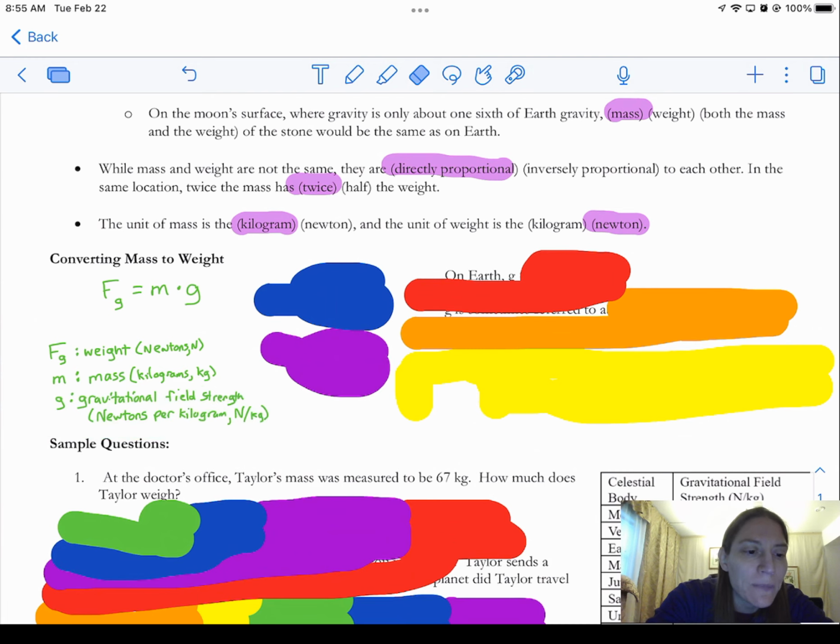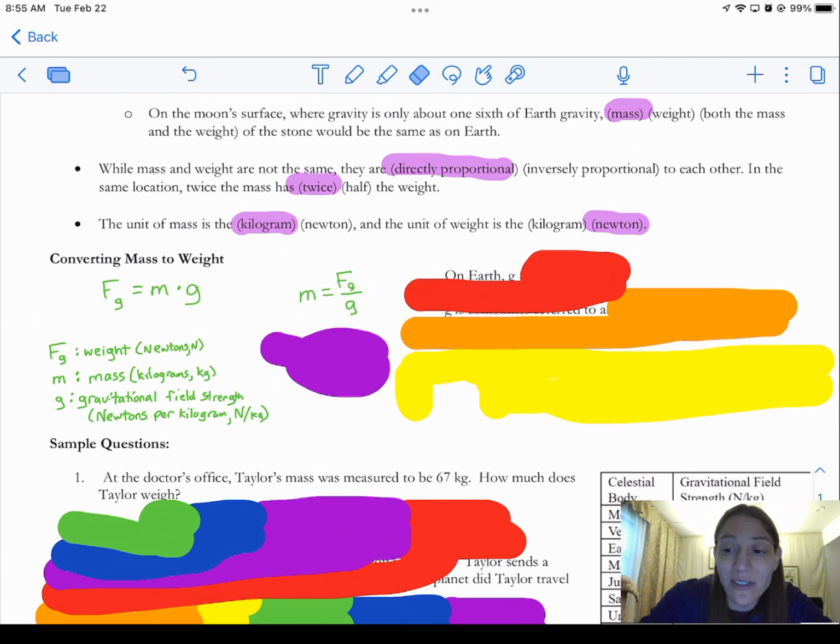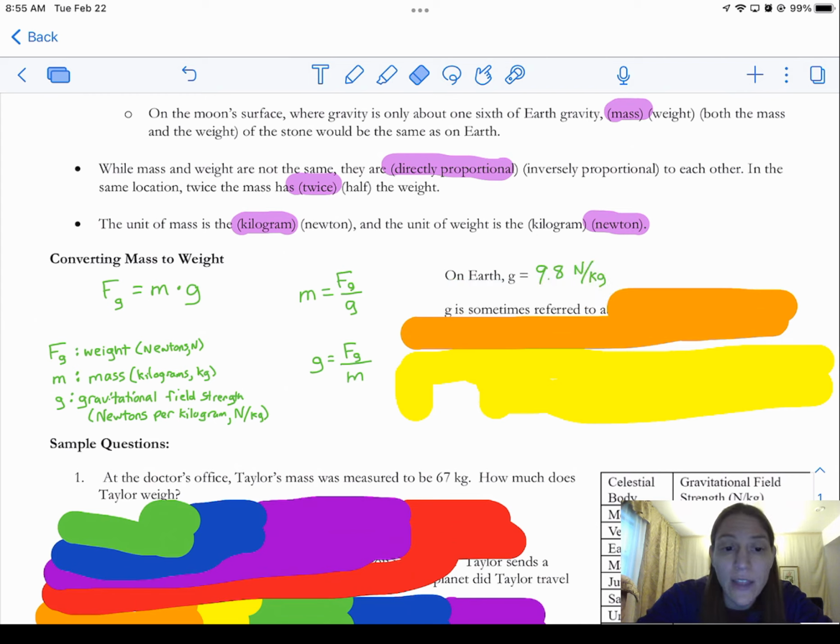And g, right now we're going to talk about g as the gravitational field strength, and we're going to use it as newtons per kilogram. Now, sometimes you're going to need to find something else like the mass, and that's what the formula looks like there. We just divided both sides by g, so the g is on the other side. And sometimes you need to find g, and that's what it looks like right there. Okay, now on Earth, g has a particular value because it's the gravitational field strength, right? And that is 9.8 newtons per kilogram.